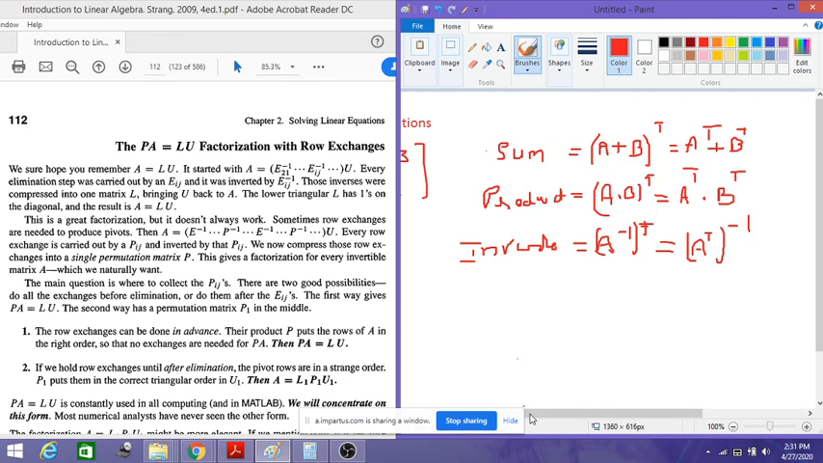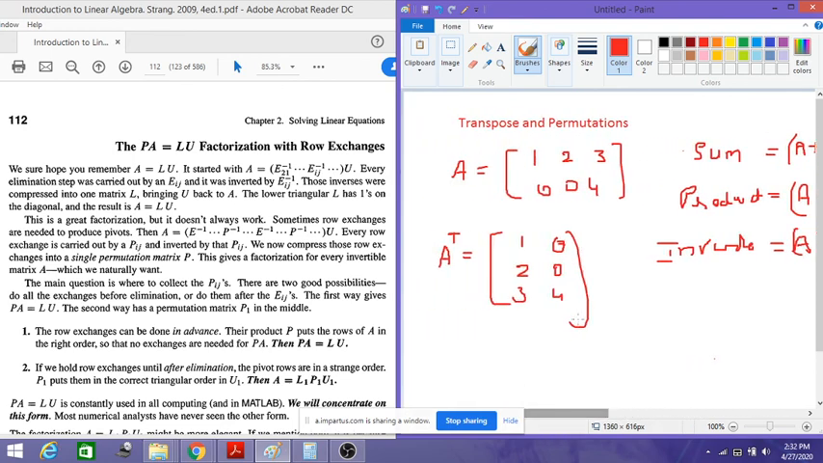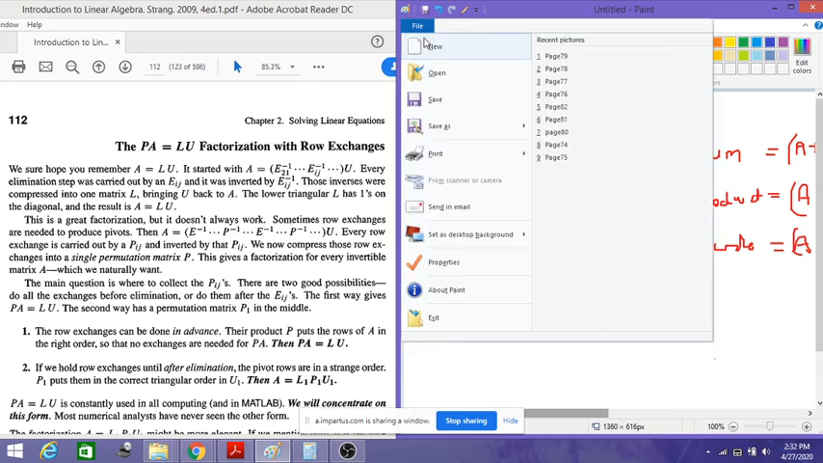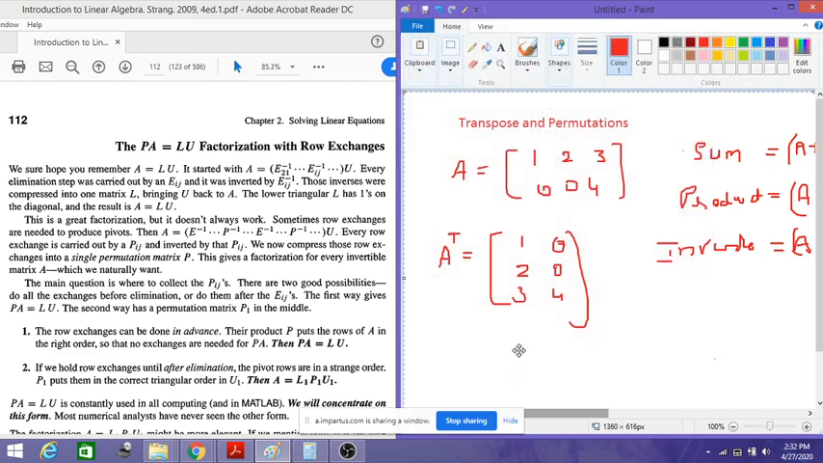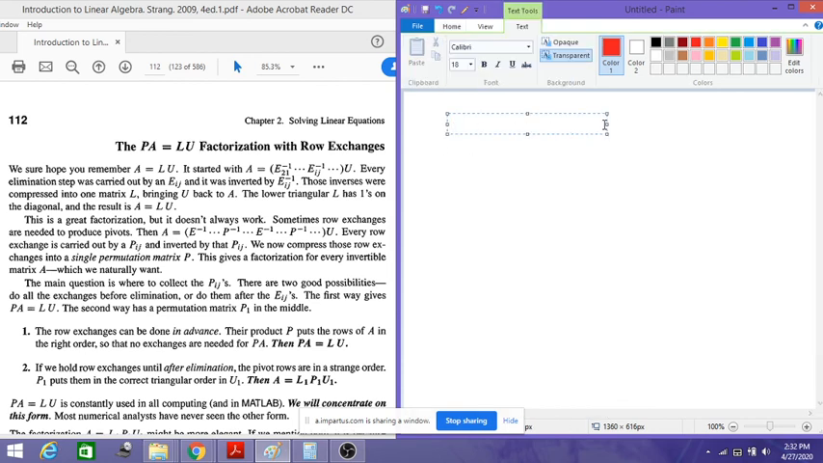Now we'll see one more term here, that is the P into A equals L into U factorization. Now we will take the permutation also into the picture here. So for example, let me clear this. PA equals L into U factorization.